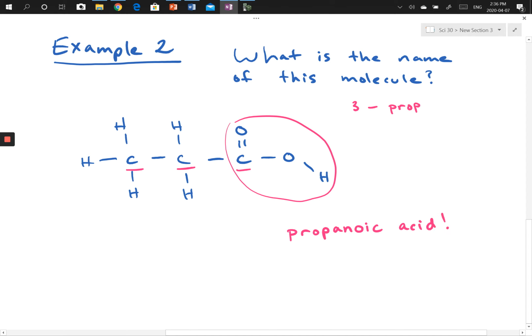Okay, so that's how you draw and how you name a carboxylic acid, and a couple other things about those. Next time we're going to be putting those 2 functional groups together, the last 2 that we did, and we're going to make something new.